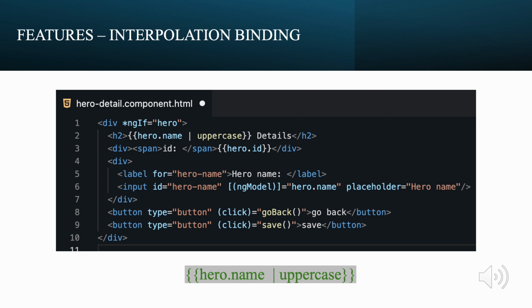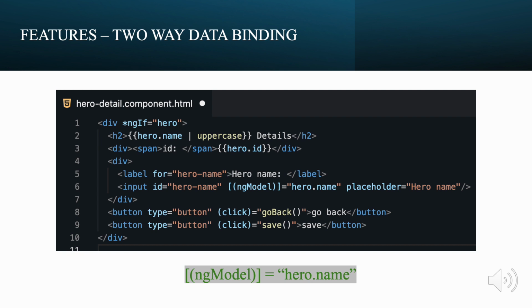Let's look at the example we have here. In this file, details about the hero is being handled and displayed to the UI. The expression hero.name, uppercase, in the curly braces binds the name of the hero to the UI, and the uppercase pipe converts that into the uppercase. Similarly, the hero.id interpolation displays the ID of the hero, which is stored in the property hero.id.